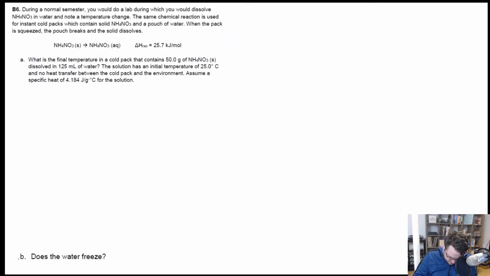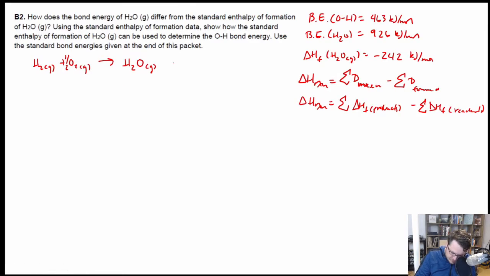So we're at delta H of formation of H2O here. That's what that reaction is in this case, and that's negative 242 kilojoules per mole.